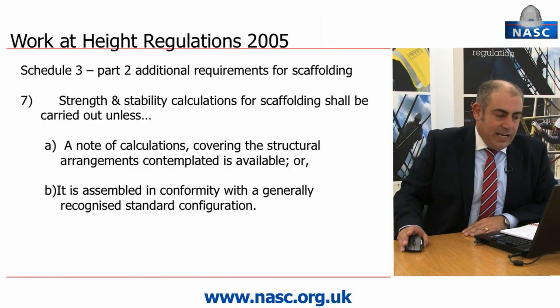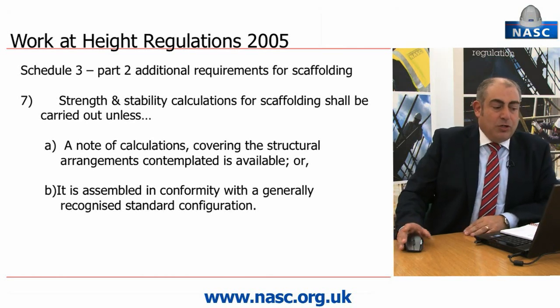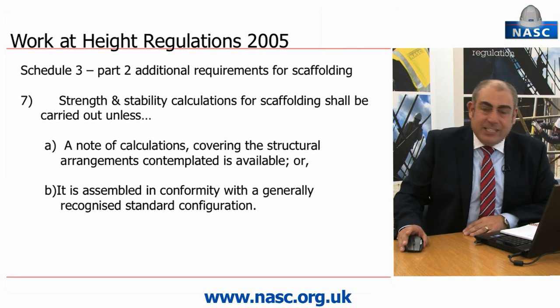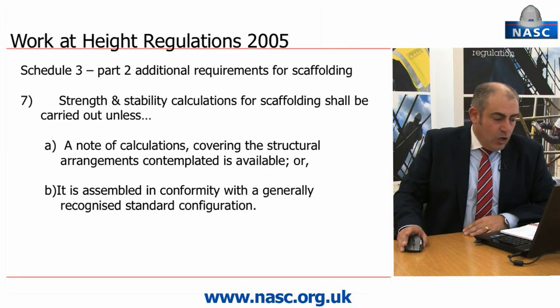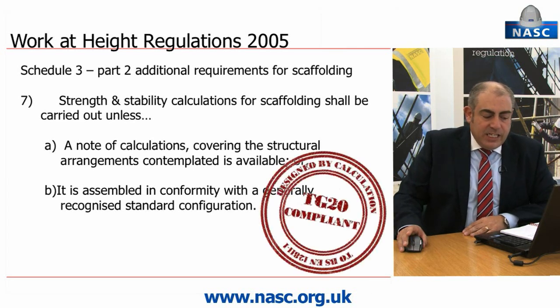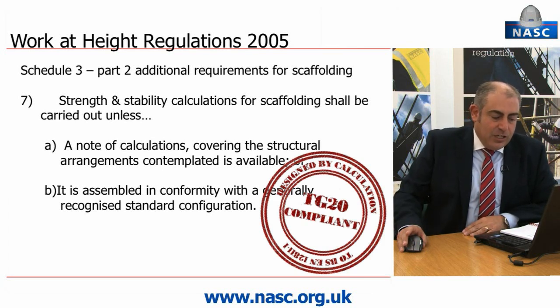The Work at Height Regulations 2005, as amended, Schedule 3, Part 2, covers additional requirements for scaffolding. It requires that strength and stability calculations for scaffolding should be carried out, unless it's assembled in conformity with a generally recognised standard configuration. The TG20 compliant scaffolds are designed by calculation to conform to BS EN 12811.